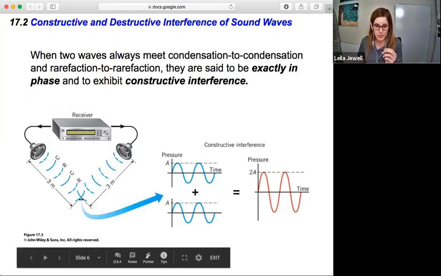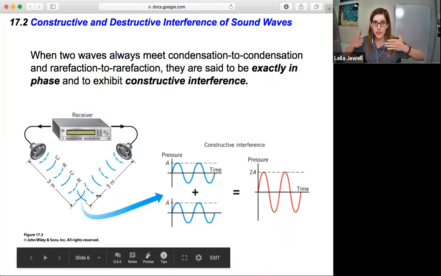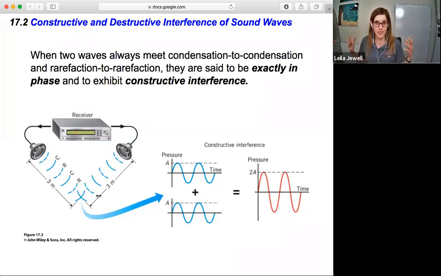And notice at this point at 3 meters, two condensations have met, they've overlapped together. So if you imagine those are both positive peaks, they've both gotten larger, right? The condensation's extra strong. The rarefactions also are about to meet as they come to the observer. So the low point is going to get extra intense. So if you have two waves that meet condensation to condensation, rarefaction to rarefaction, we say that they are exactly in phase. And this is known as exhibiting constructive interference.